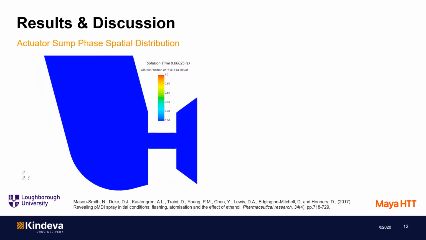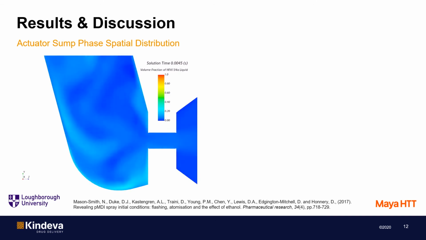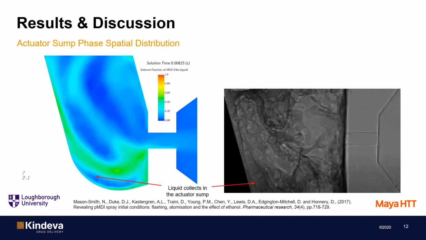Next, we show a more detailed view of the actuator sump to show the distribution of liquid and vapor in this region. Again, we see that the model shows how the liquid drains down the walls of the expansion chamber and collects in the actuator sump. Such phase distribution has also been observed in the phase contrast images.